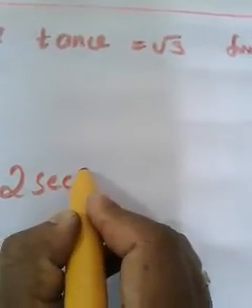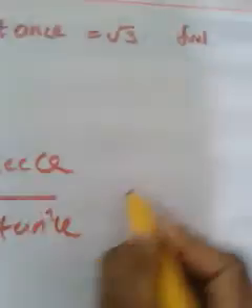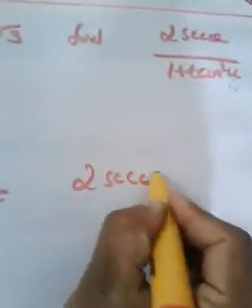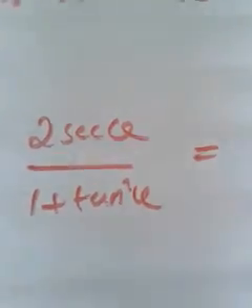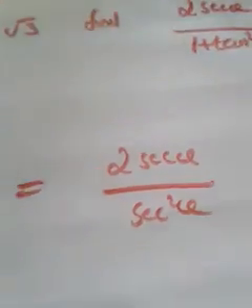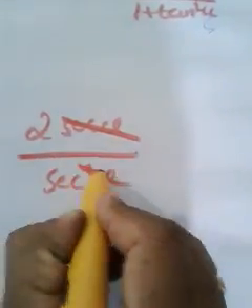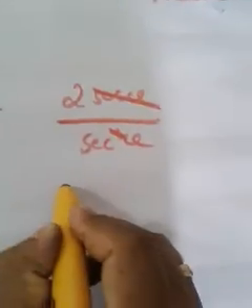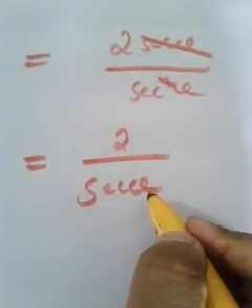Okay. See, what is the question? 2 sec theta divided by 1 plus tan square theta. It will be 2 sec theta divided by, what is 1 plus tan square theta? Can you use any identity? Yes, 1 plus tan square theta is equal to sec square theta. Isn't it? Now you can cancel this sec theta and any one sec theta from sec square theta. So the answer will be what? 2 by sec theta.